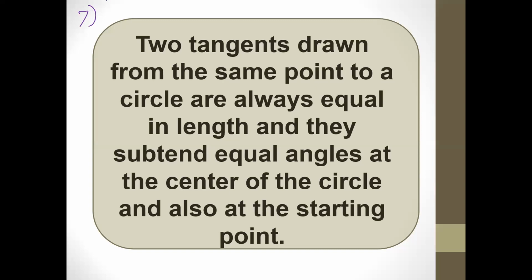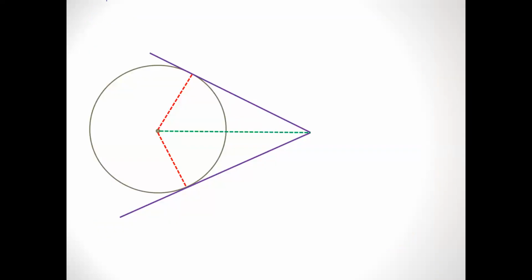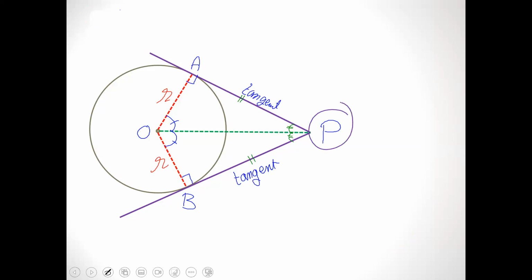Then you have to look at this diagram. Now look at this diagram, and there are two tangents coming from the same point. The point is P. From P, we have drawn two tangents. One tangent is touching position A, one tangent is touching position B. This is 90 degrees. This is also 90 degrees.